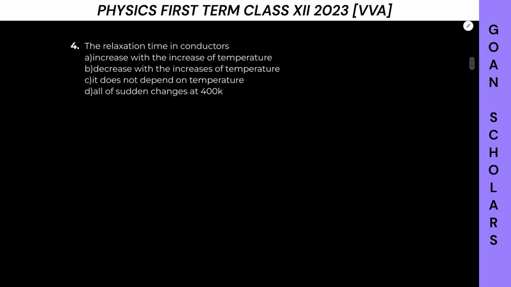The relaxation time in conductor decreases with the increase of temperature. Okay, that's a direct relation. So increase in temperature, our relaxation time decreases. So correct answer is option B for question number 4. Let's move to question number 5.